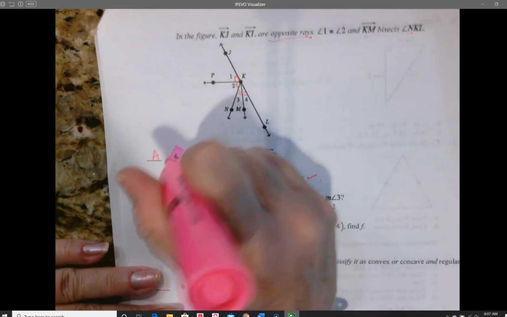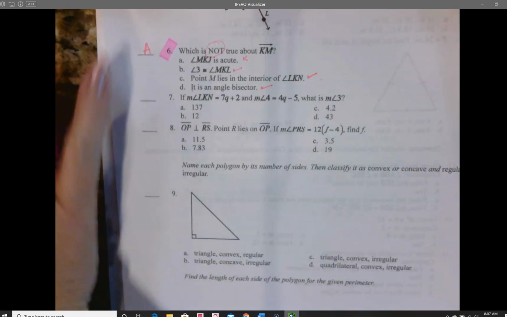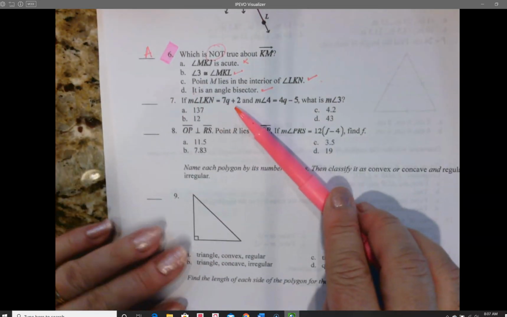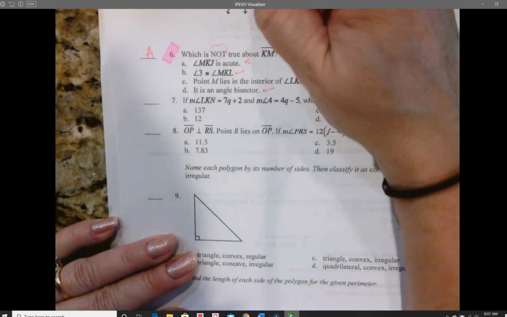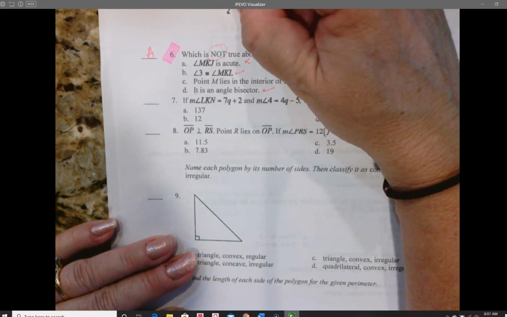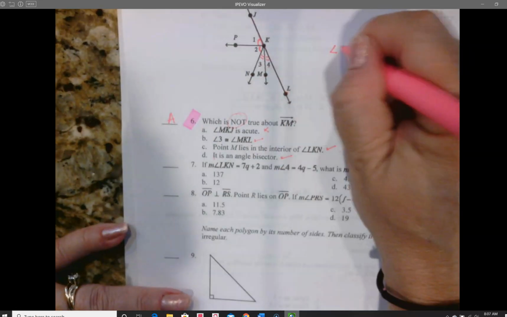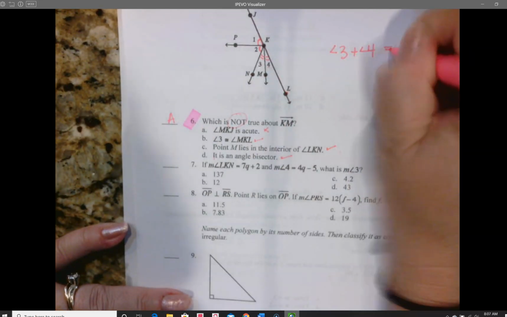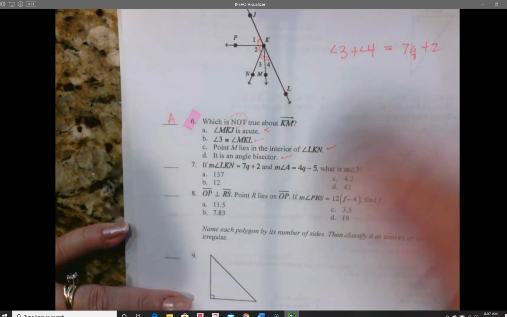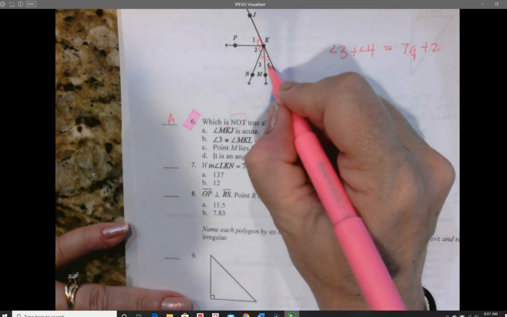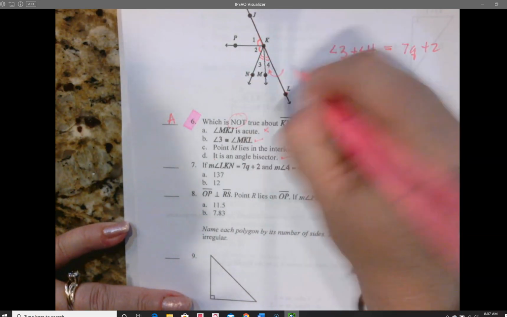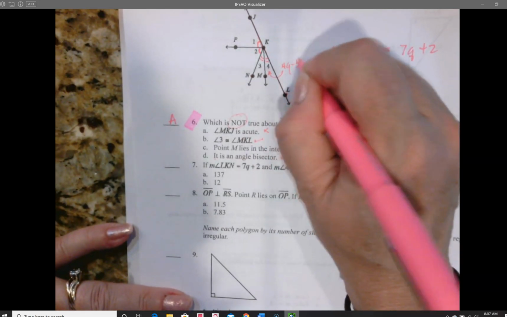All right, we've studied bisectors, we've studied acute, obtuse, all that. So number 7, if LKN is 7Q plus 2. LKN, that is the whole thing. LKN, that's 3 and 4 put together. So I'm going to say angle 3 plus angle 4 is 7Q plus 2. Angle 4 is 4Q minus 5.